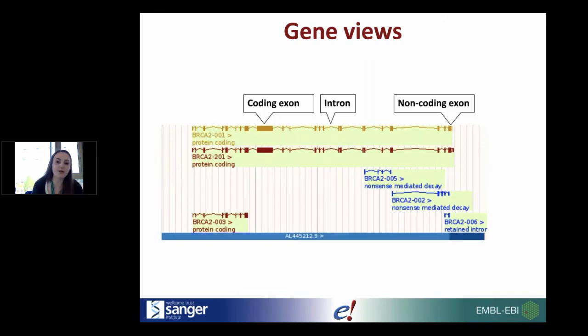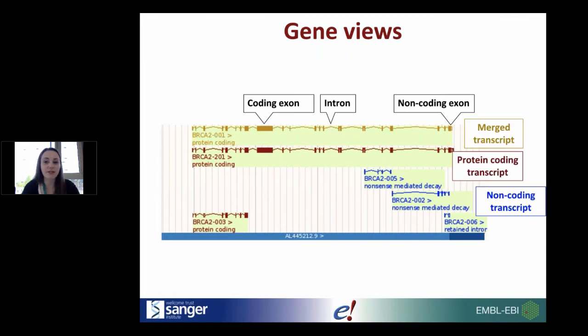I pointed out that those were introns. We can also see the exons as blocks. Coding exons are coloured in blocks. Non-coding exons, you can see the untranslated region at the end of that transcript at the top, are shown as an empty box.